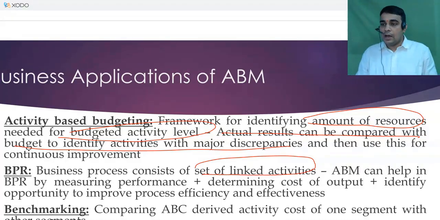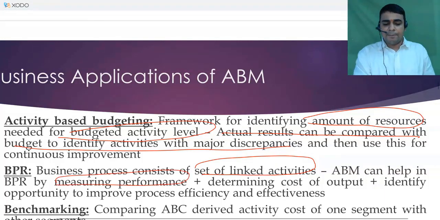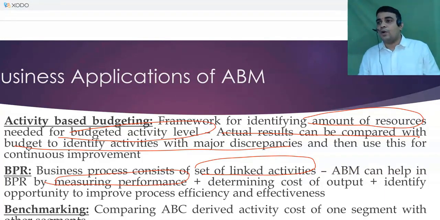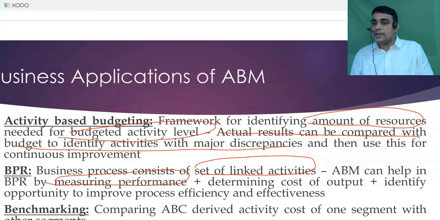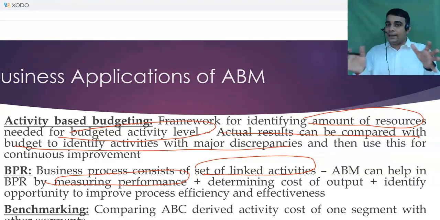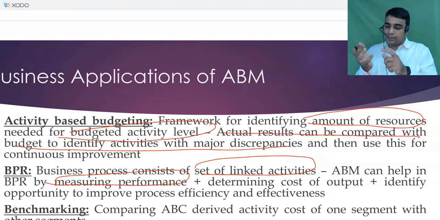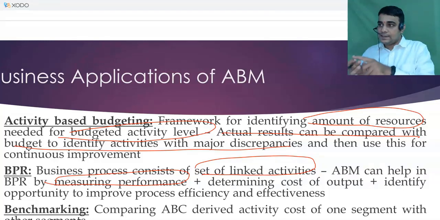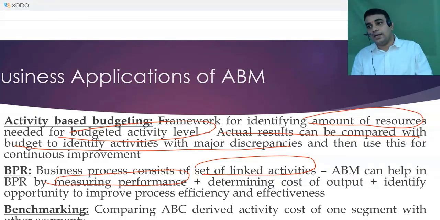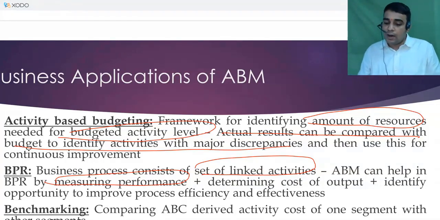Because of this linkage, ABM can help you in BPR by measuring the performance. See, the first part of BPR is I want to know the existing performance of an organization. It is a set of activities done by an organization. BPR is basically a process by which I do a fundamental rethinking and a radical redesign which will lead to significant improvements. If you remember, it was cost, quality, delivery, speed. So first I need to know what is the cost, what is the performance on the delivery side, on the quality side, on the speed side. First, you know the existing performance, then you can think about improvements. So cost, quality, delivery, speed.